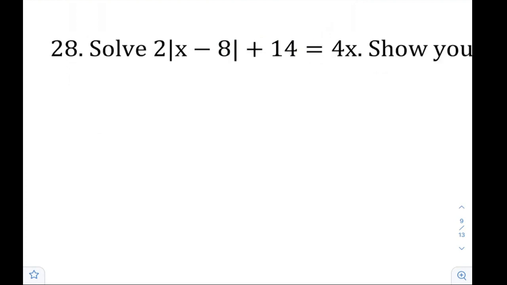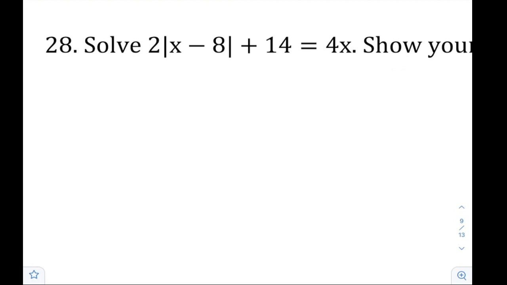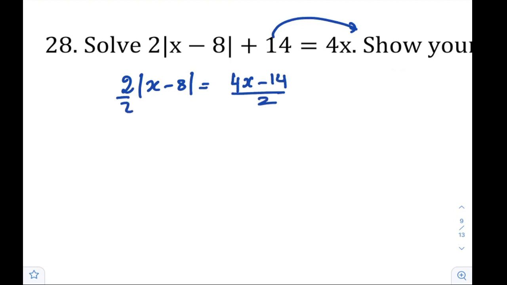So we will first try to isolate the absolute value as we are used to. We need to isolate the absolute value. So absolute value of 2x minus 8 is equal to, take the 14 there, 4x minus 14. And when you divide both sides by 2, we have absolute value of x minus 8 is equal to 4x divided by 2, which is 2x. Then negative 14 divided by 2 is negative 7.